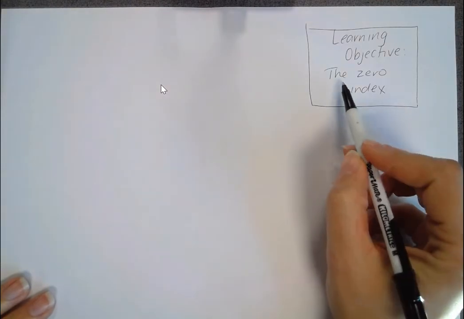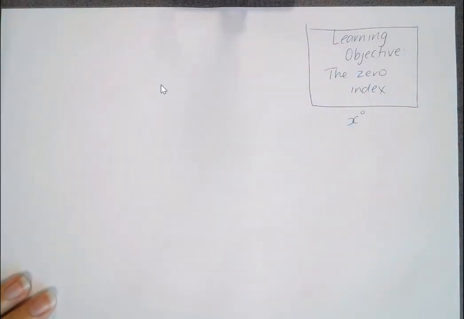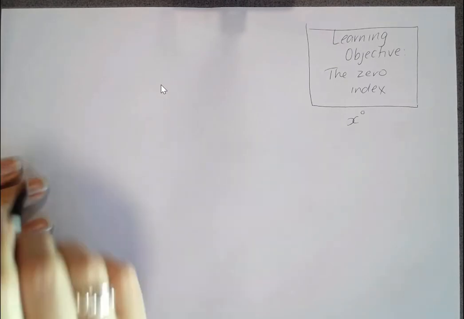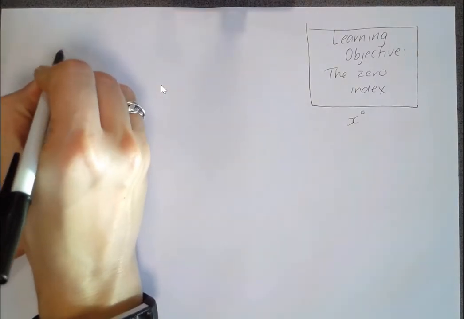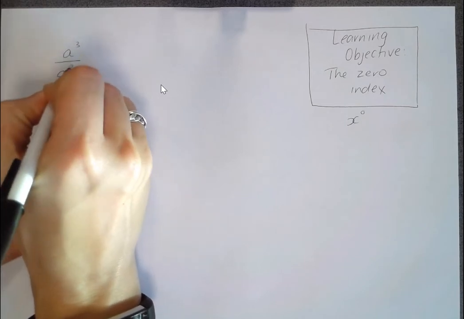So in this video we are learning about the zero index, which is just something that has an index of 0, or something to the power of 0. So let's just start off with an example, and our example is going to simply be a to the power of 3 divided by a to the power of 3.